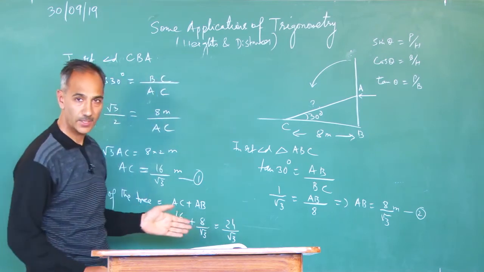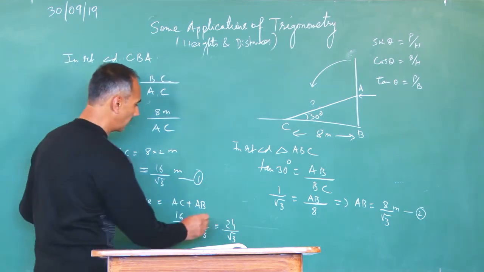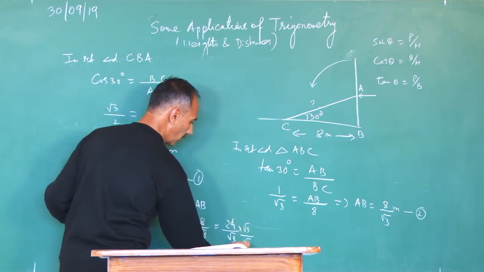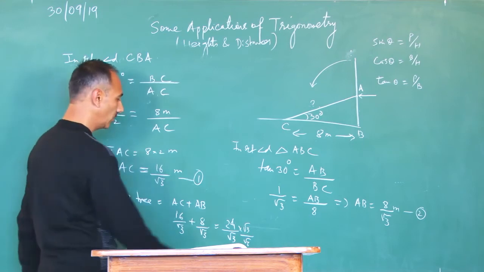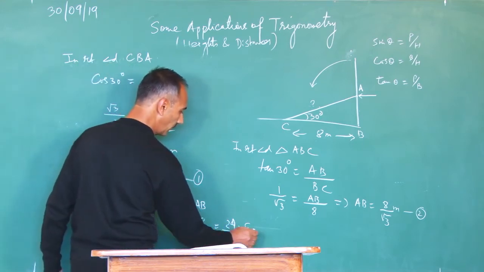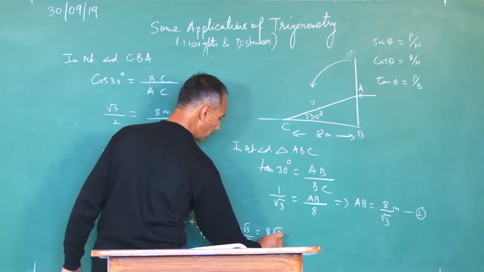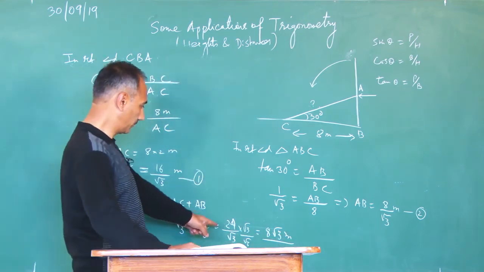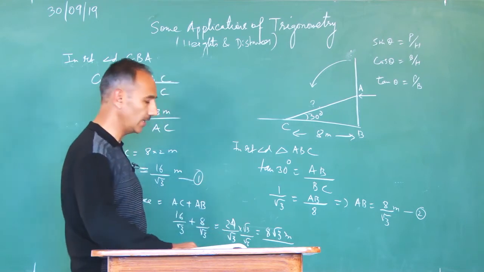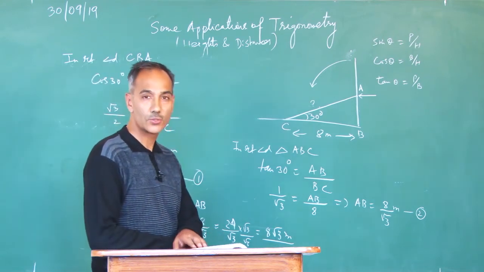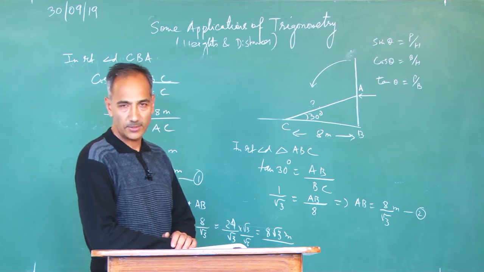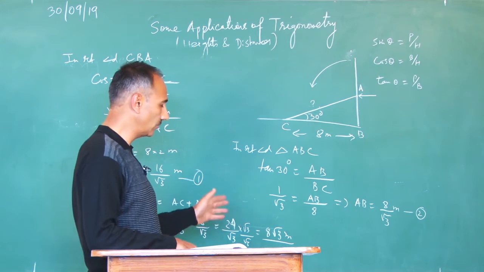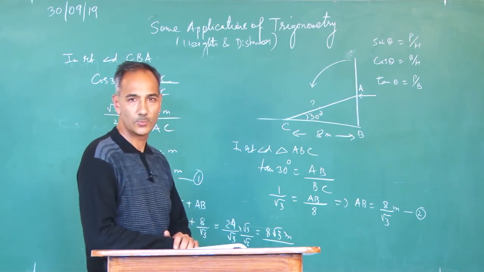You can't leave it this way. It's better to rationalize it. We'll multiply numerator and denominator by square root 3. Root 3 times root 3 will be 3. 24 by 3 will be 8. So 8 square root 3 meters is the height of the tree. Sometimes the value of square root 3 is given, which is 1.73. You can put in the value and do the multiplication. That would be 8 into 1.73.